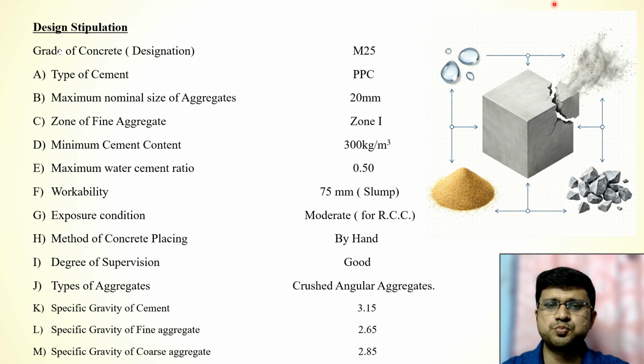Now, at this point, many students usually have a lot of questions. For example, what happens if the aggregate is not crushed angular? Or what if the degree of supervision is not good? Or what are the different types of exposure conditions mentioned in the IS code? Or what if the maximum size of coarse aggregate is not 20 mm? Many such practical questions may come during the design of a concrete mix.